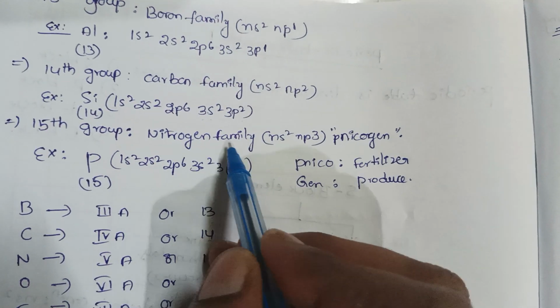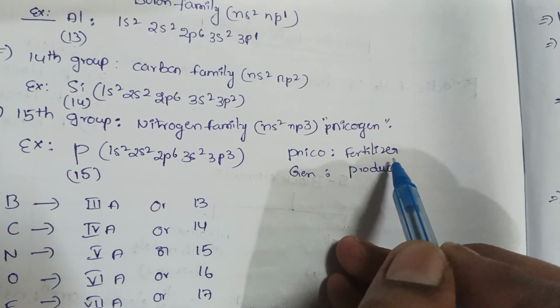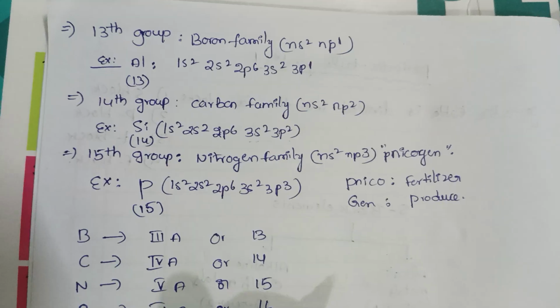15th group, nitrogen family, ns2, np3, pnictogen. Pnico means fertilizers, gen means produce.